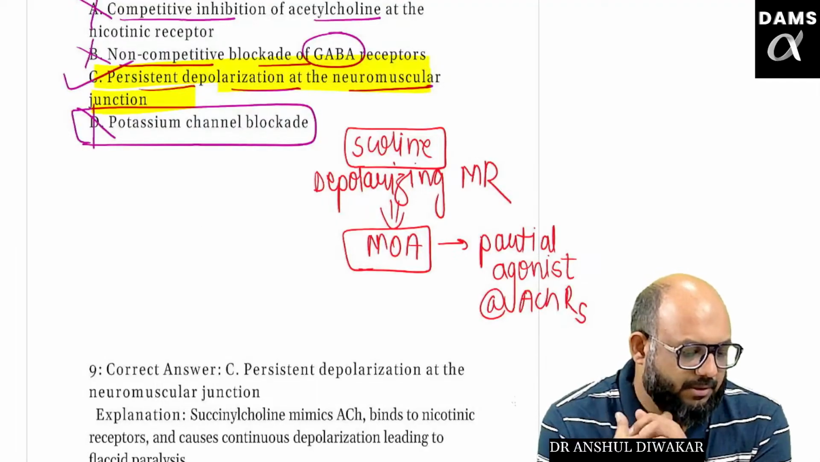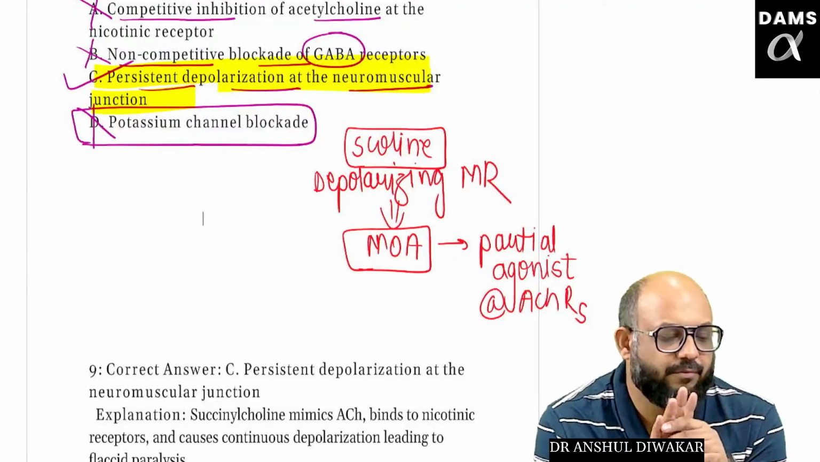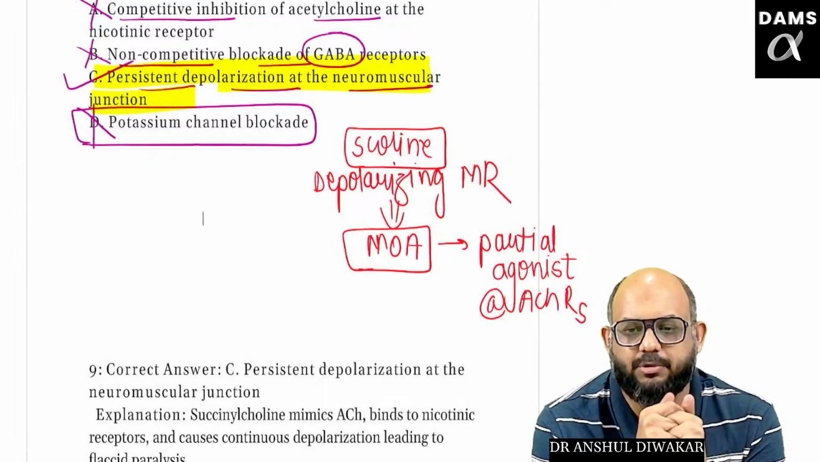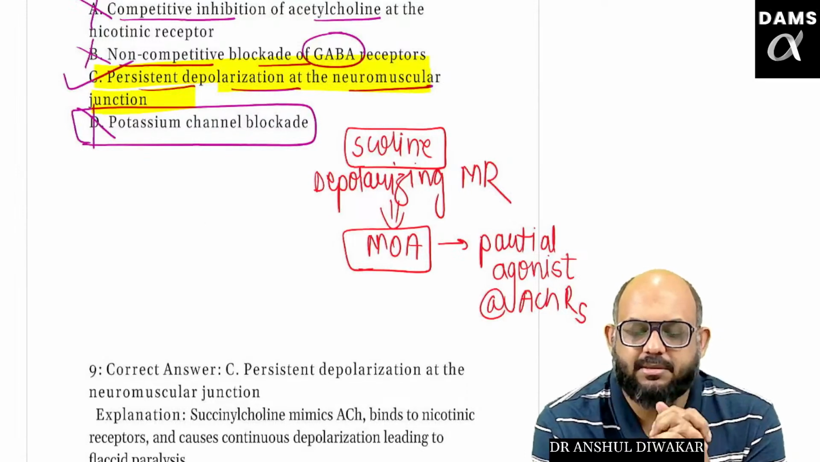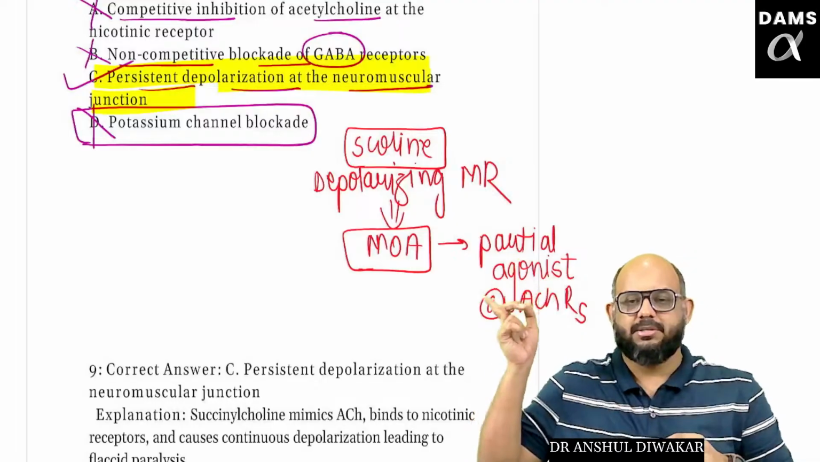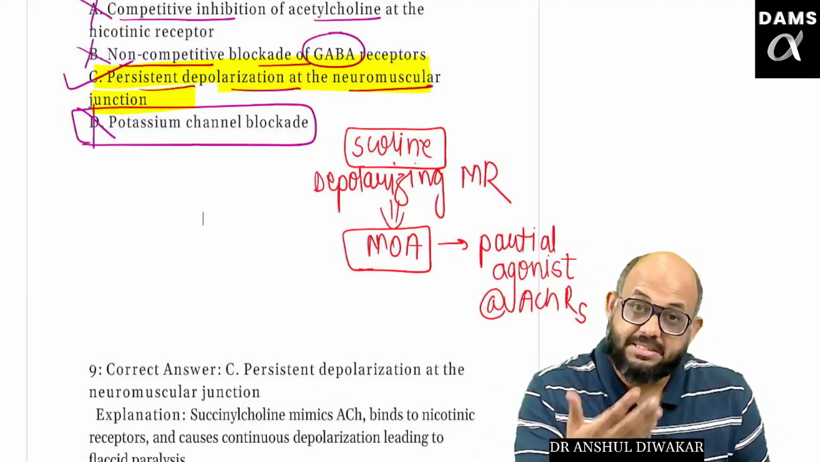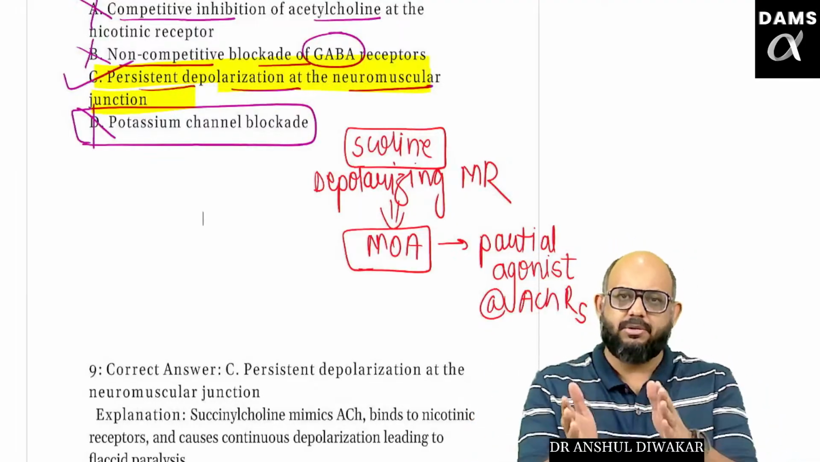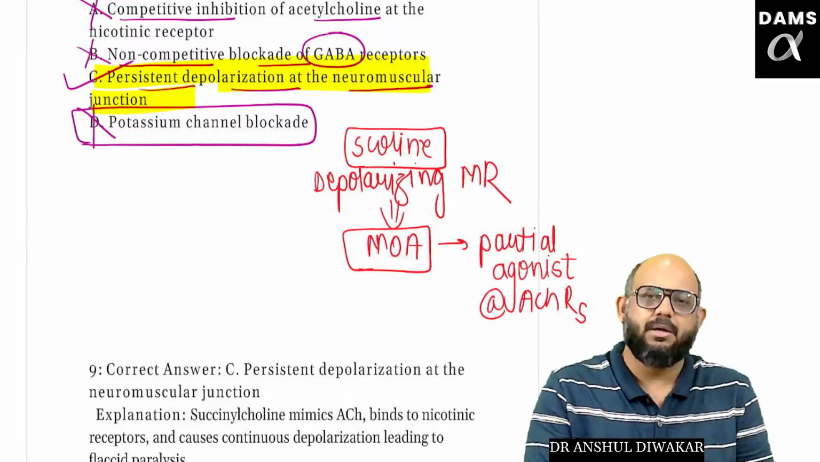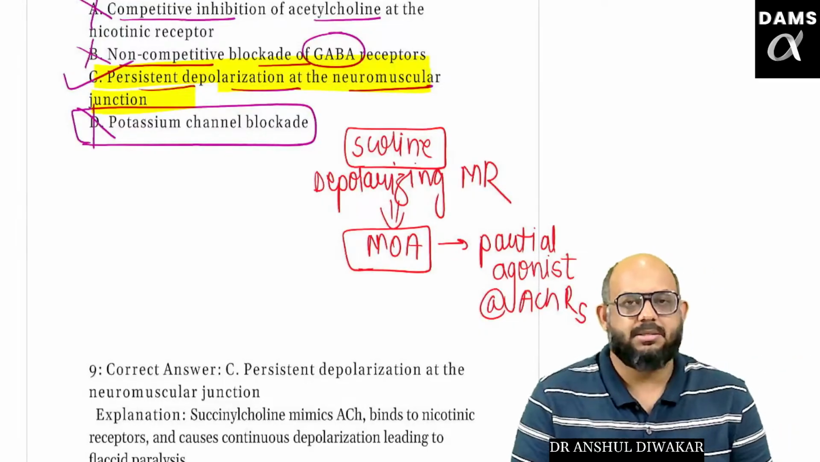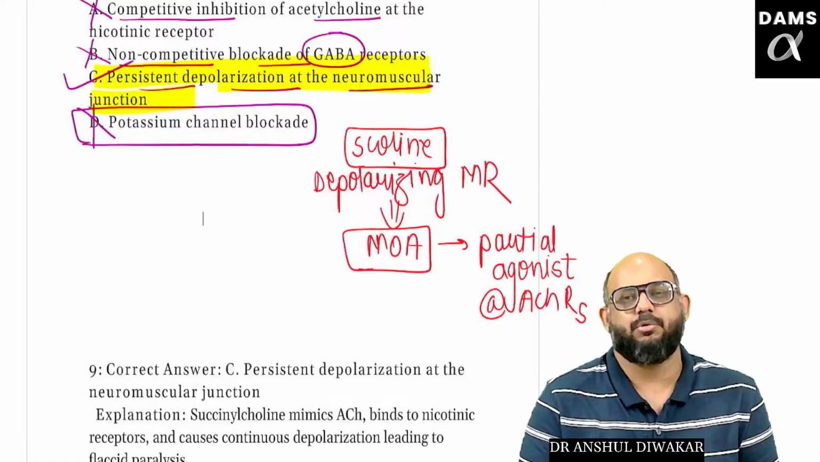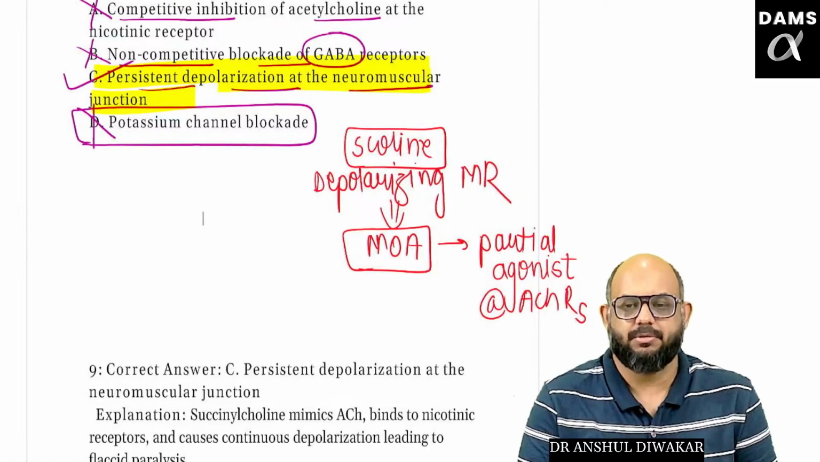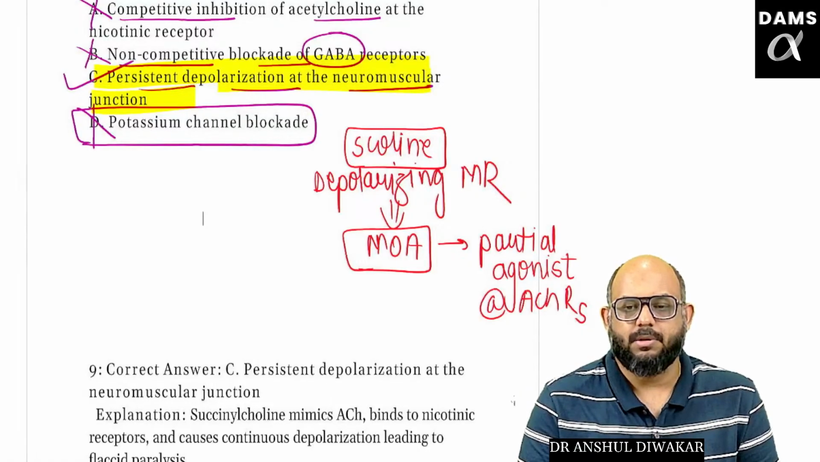Can you tell me why it causes persistent depolarization? What is the reason? You said it's a partial agonist. Then why is it causing persistent depolarization? It's an agonist. It should cause depolarization. It should get metabolized. But why is it causing persistent depolarization? That is the question.